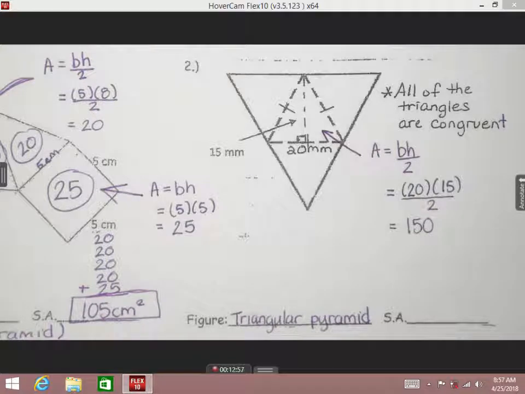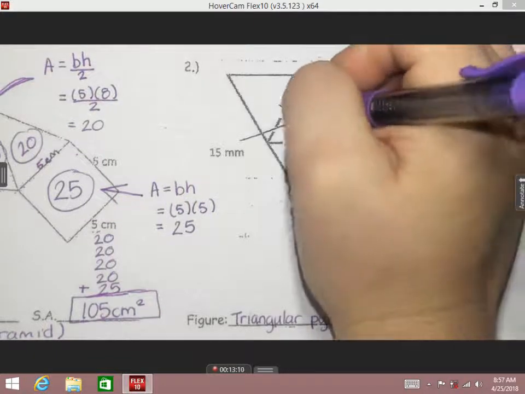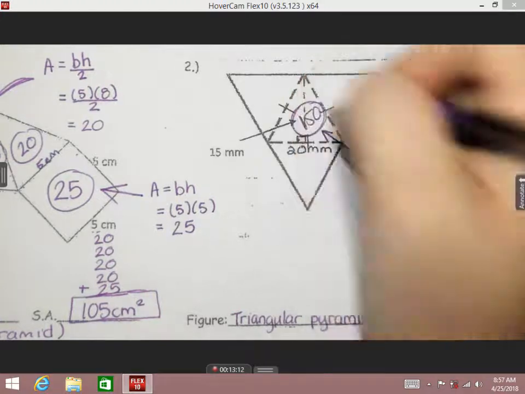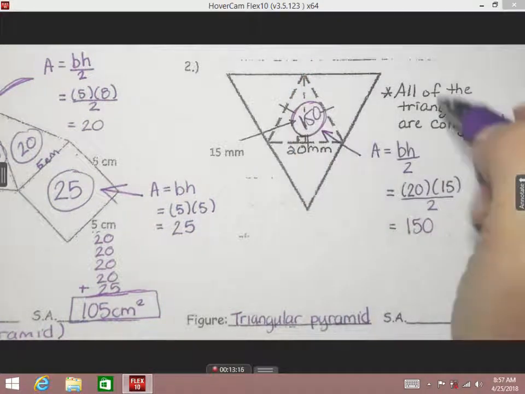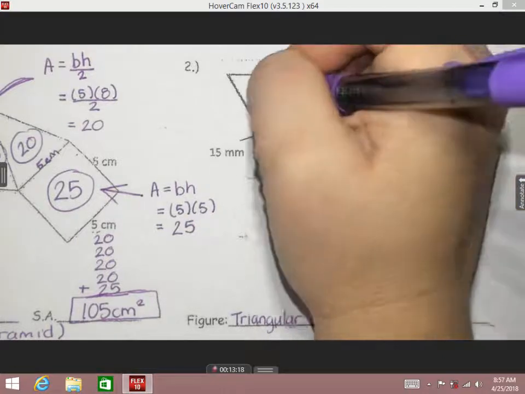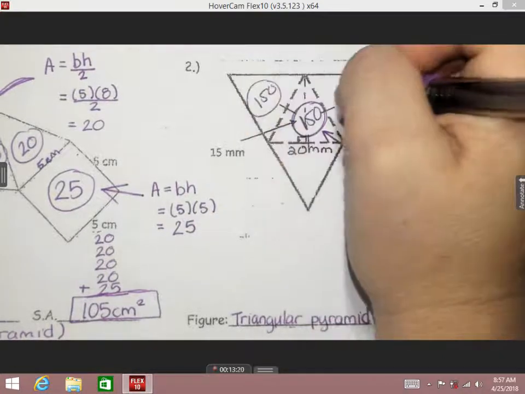Guys, even if you had put your answer as 150 centimeters squared, that would have been closer than putting nothing. I could have given you a point for that on a test. Now is my answer 150? No, 150 is just that center triangle. Is that the only triangle? No, remember they're all congruent, which means all of them are the same.